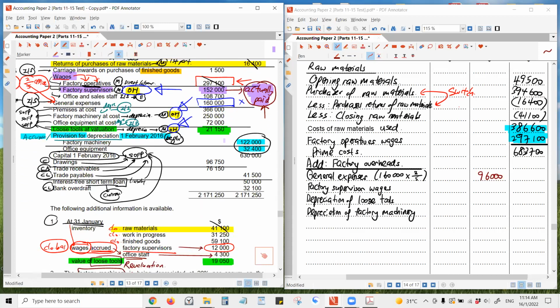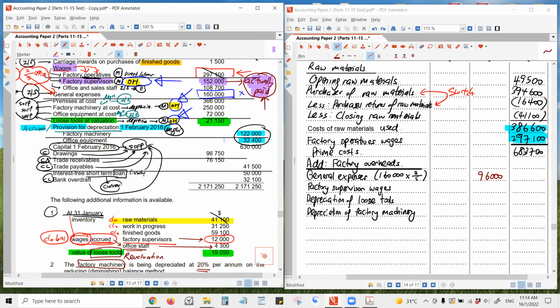And for this item, you also have to see the additional info. They say that at the year end, you can see where I'm highlighting, the one in purple, you still owe the factory supervisors some wages, 12,000. They say that during the year you have paid a total of 152,000 to the factory supervisor. Then they say at the year end, you still owe the factory supervisor 12,000.